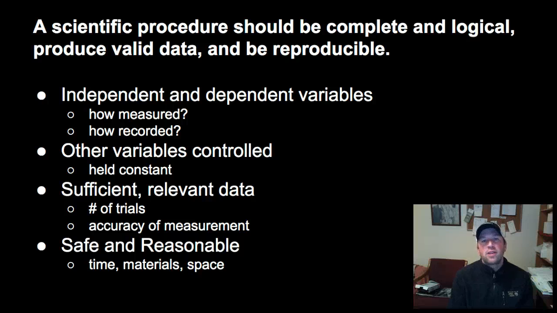Lastly, our procedure has to be safe and reasonable. We have to follow all the safety guidelines, and we have to make sure that we're reasonable in terms of the amount of time we have, the amount of space we have, the kind of materials that we have, and so forth. So if we're needing equipment that we just don't have, or if you're trying to do 100,000 trials, it's just not going to work, and you're not going to end up with reasonable results.